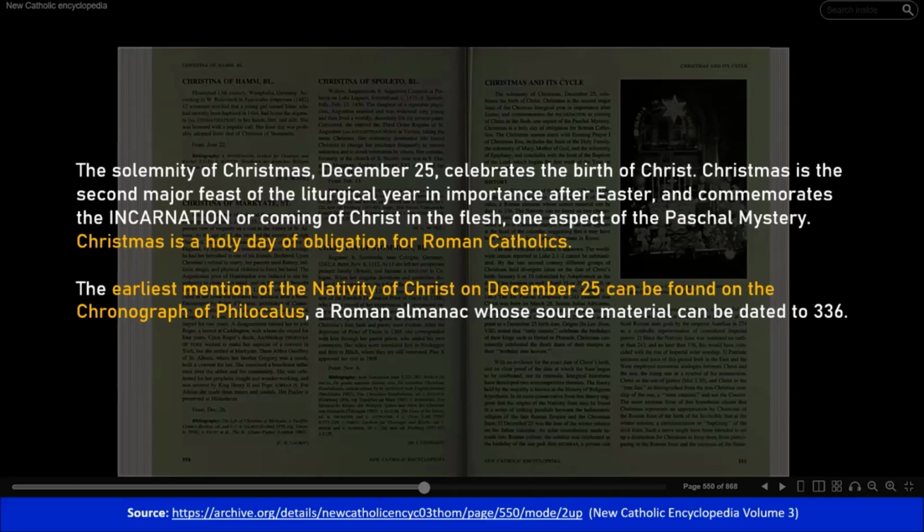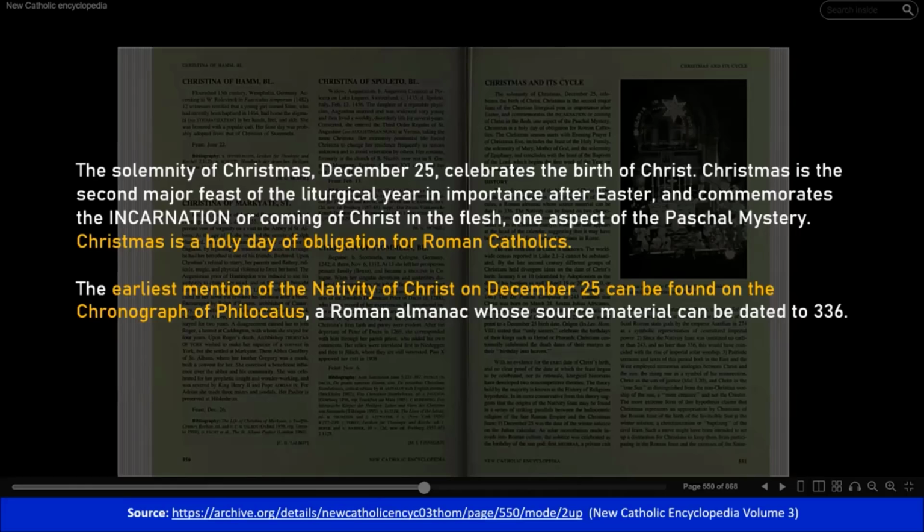The earliest mention of the Nativity of Christ on December the 25th can be found in the Chronograph of Philocalus, a Roman almanac whose source material can be dated back to 336. Okay, so here we go. The very first place we can find the Feast of Christmas. Remember, it wasn't actually called Christmas, and we're going to get to the name a little bit later. At this point, it's just a feast that shows up on the calendar, and that feast was to commemorate the birth of Christ, the Nativity of Christ.